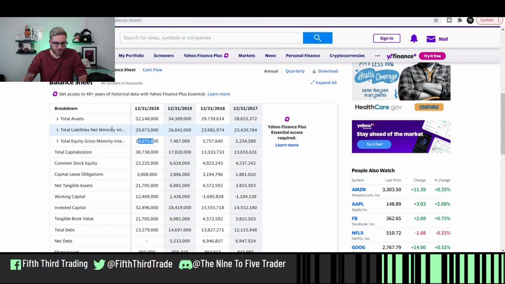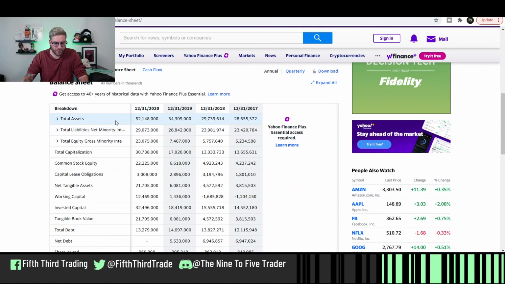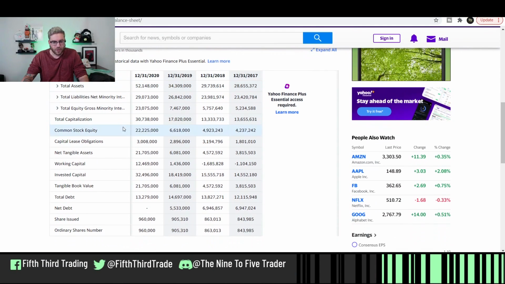We have clear assets over liabilities. That to me is a strong sign for a long-term swing or an investment. We can also see our total capitalization is higher than our total debt. So we have more money than we do debt.